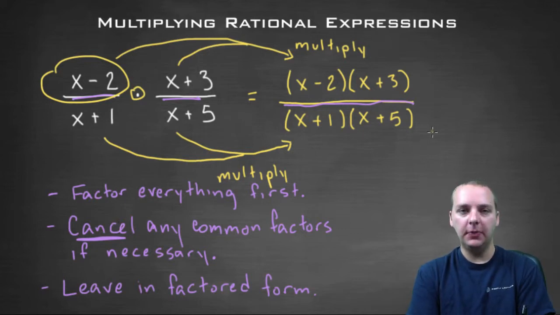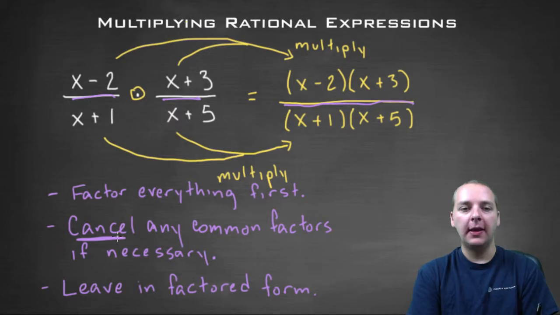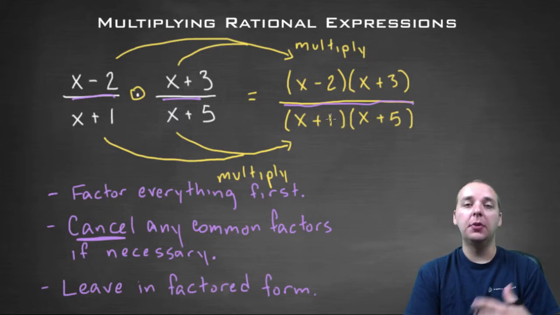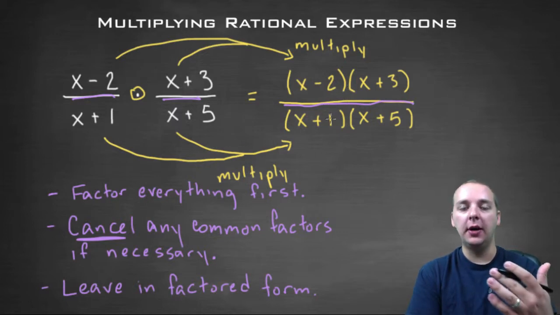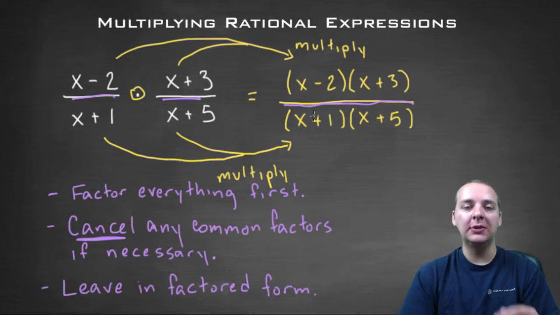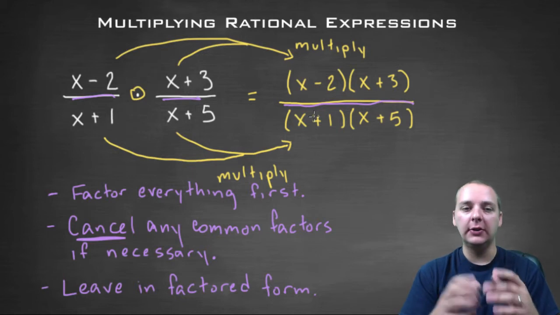All right, second of all, what happens quite often is whenever you multiply these two, either before or after, there will be some common factors in the numerator and denominator of some of these expressions. If you have any of those, you can go ahead and cancel those and simplify your answer.